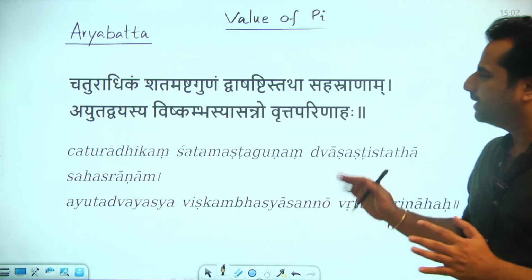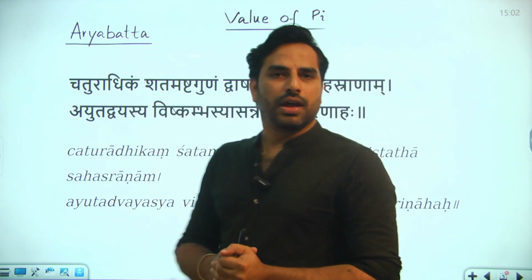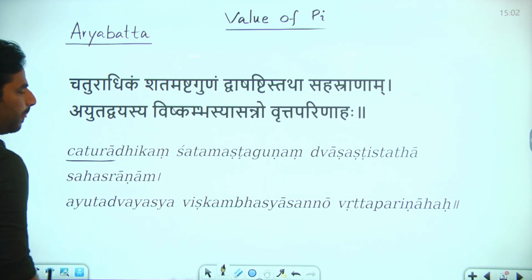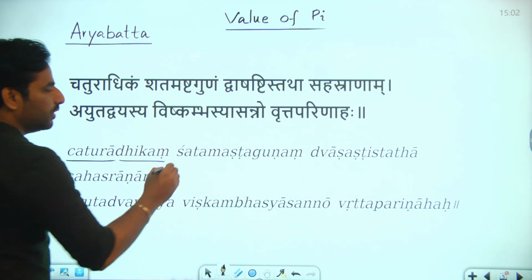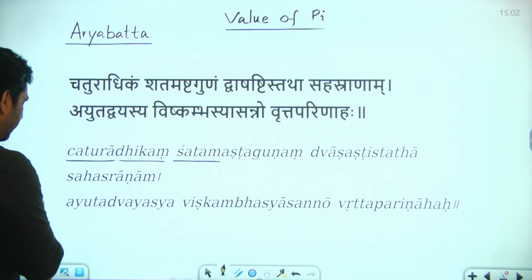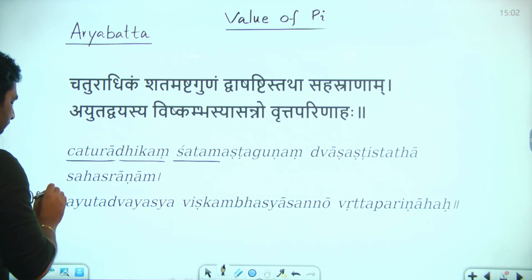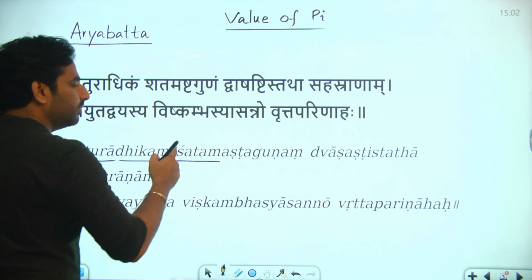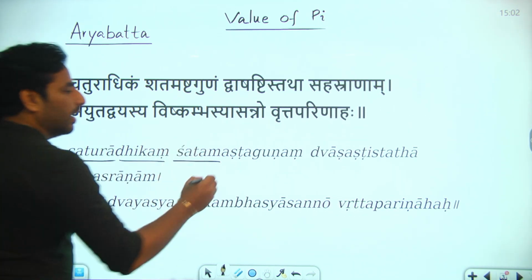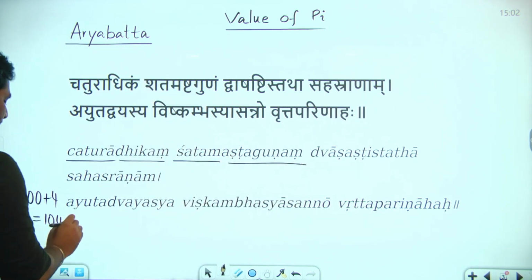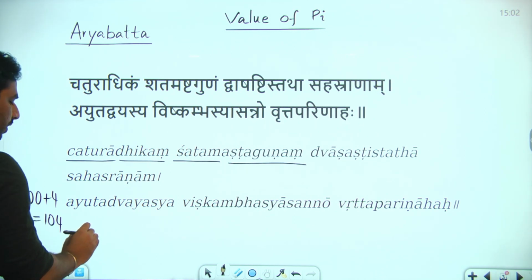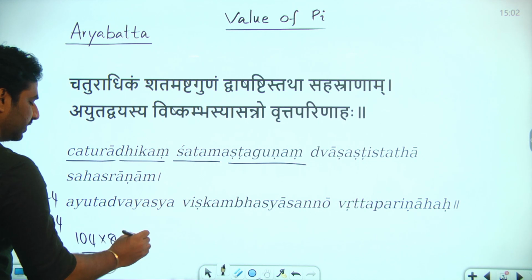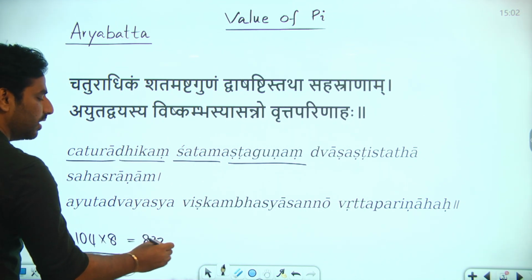Let us try to analyze this. So it is not that complicated. Chatura is 4, adhikam is addition to shatam, 100. So 100 added to 4, it becomes 104. So that is chaturadhikam shatam. Ashtagunam, and you have to multiply this 104 with 8. Ashta is 8, gunam is multiplication. So this becomes 832.